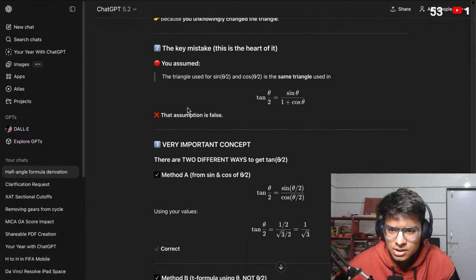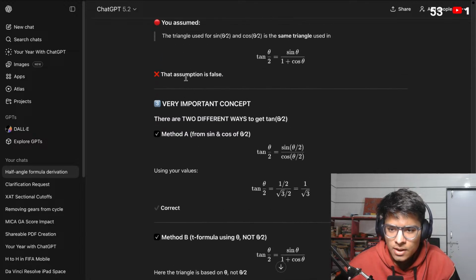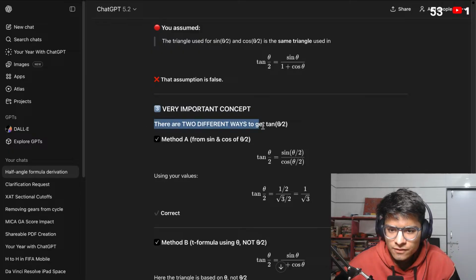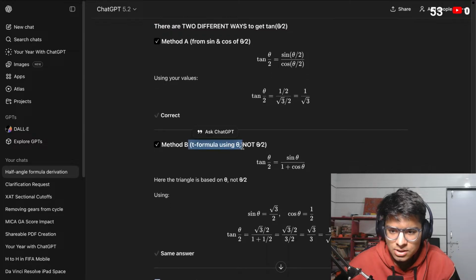You assume the triangle used for sin theta by 2 and cos theta by 2 is the same triangle used in tan theta by 2. This assumption is false. Why so? There are two different ways to get tan theta by 2. Method A from sin and cos theta by 2 using your values correct. Method B is T formula using theta not theta by 2.